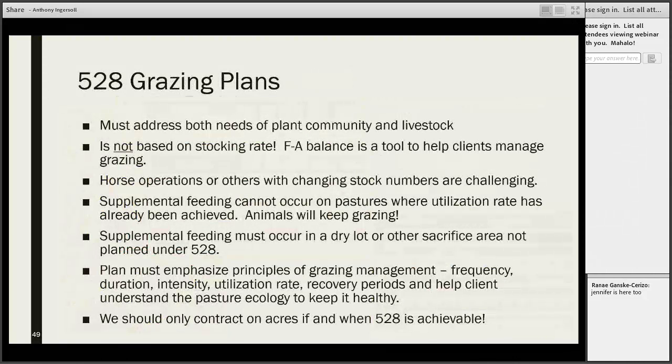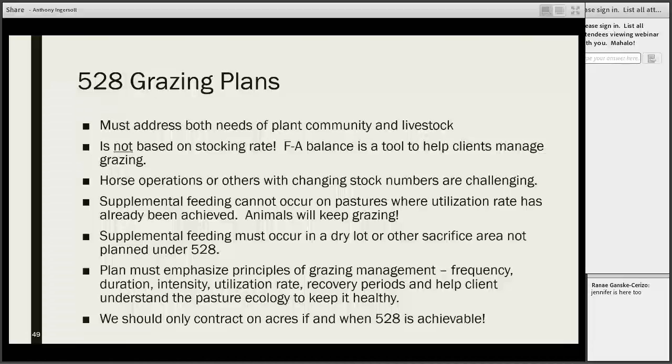So, in summary, 528 grazing plans have to address both the needs of the plant community and the livestock. We've got to remember that we've got to take care of both, and we've got to have a balance. It is not based on stocking rate. One thing I'd always tell my clients is I'm not going to come out here and count your cows and tell you whether or not you meet prescribed grazing. That's not what we focus on.